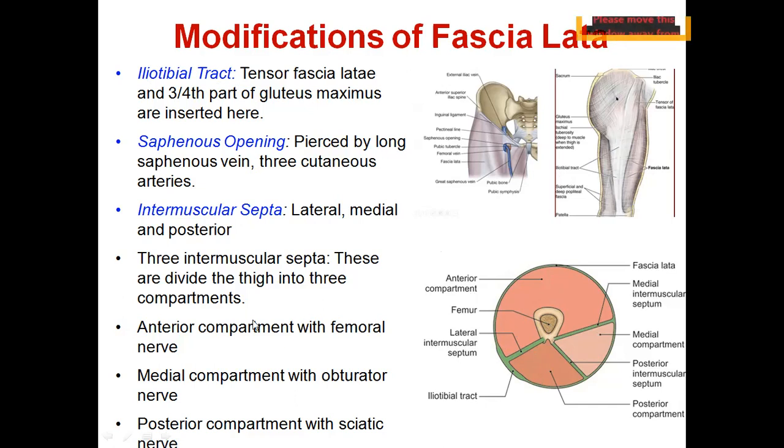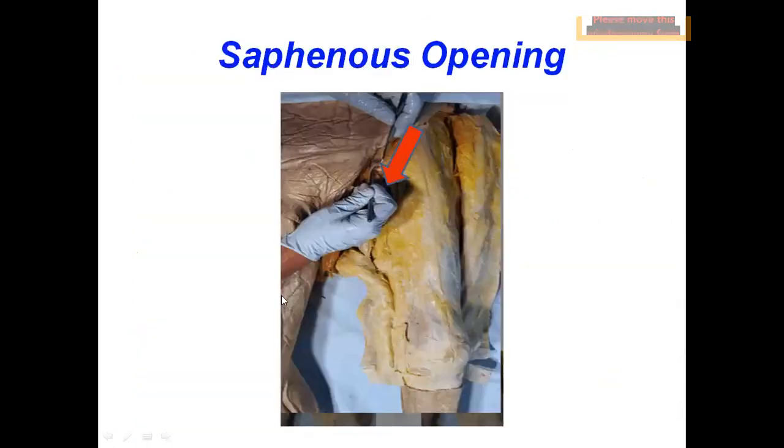And of course, this point will be repeated many times as we proceed with the further lectures. In the anterior compartment of the thigh, all muscles are supplied by the femoral nerve. In the medial compartment, all muscles are supplied by the obturator nerve. In the posterior compartment, all muscles are supplied by the sciatic nerve.